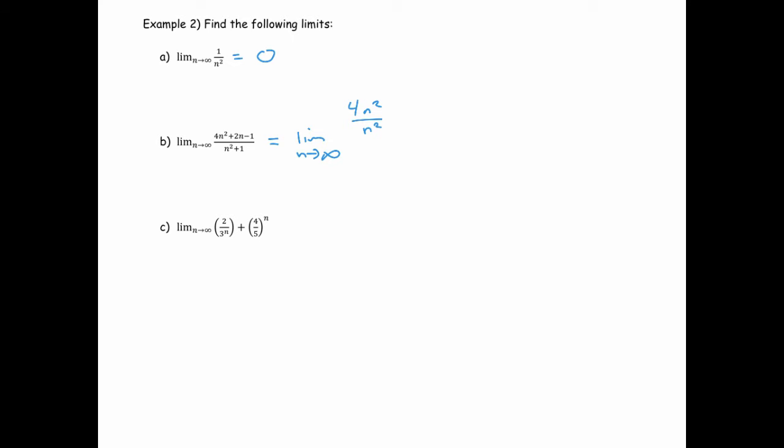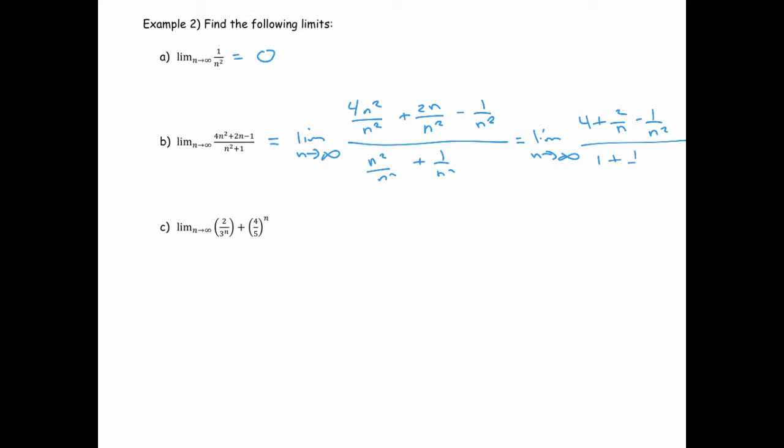So in terms of showing your work, this is one thing that people like to do. I'm taking every single term in the expression and dividing it by n squared. And if you simplify this, you get 4 plus 2 over n minus 1 over n squared, divided by 1 plus 1 over n squared. As n goes to infinity, we can see that that goes to 0, that goes to 0, and that goes to 0, which suggests that the whole limit goes to 4 over 1.